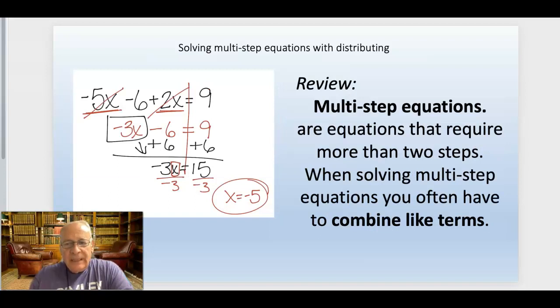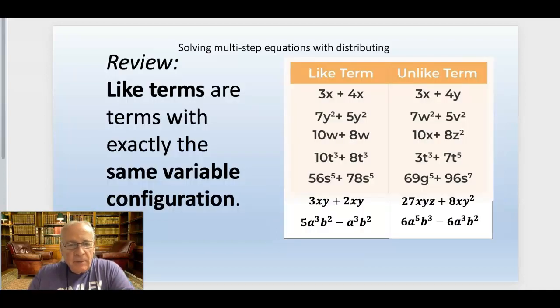Multi-step equations are equations that require more than two steps, and those are the ones we're working with now. When solving multi-step equations, you often have to combine like terms. Remember, like terms are terms that have exactly the same variable configuration, with the same exponents and everything. Then you can combine them. If not, you cannot combine them. They're not like terms.